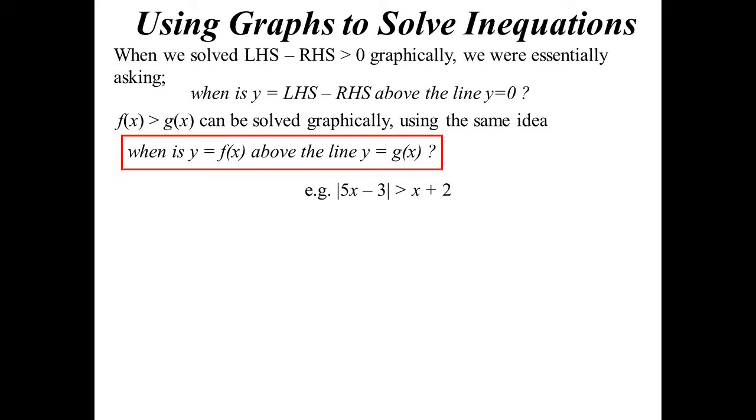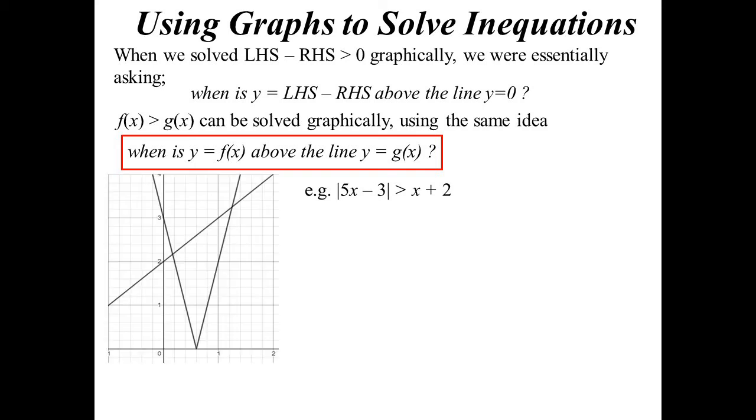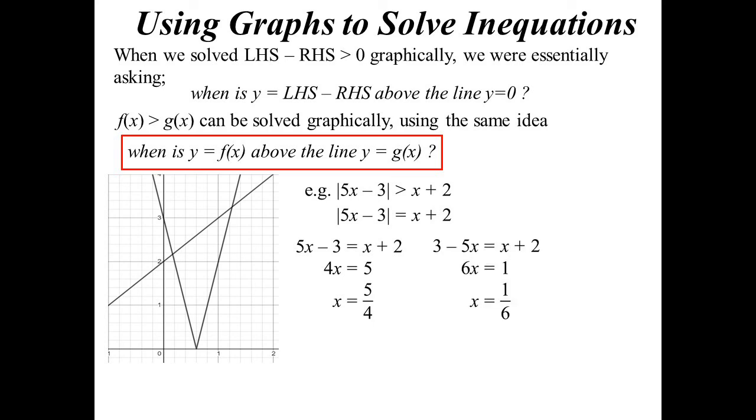So if we have to solve this, absolute value of 5x minus 3 is greater than x plus 2. There's the graph of the two. Now, are they nice, neat answers? Ooh, looks like they're off a little bit. I'm still going to have to solve this like an equation to find those x values. And sure enough, they're not nice, neat whole numbers. I've got x equals 5 on 4 or x equals 1 on 6. So 1 on 6 is obviously the left-hand side one, and 5 on 4 would be the right-hand side there.